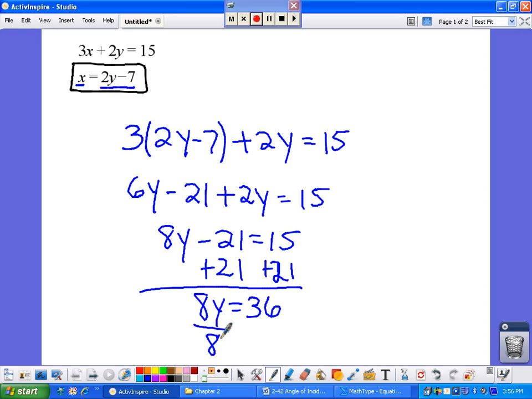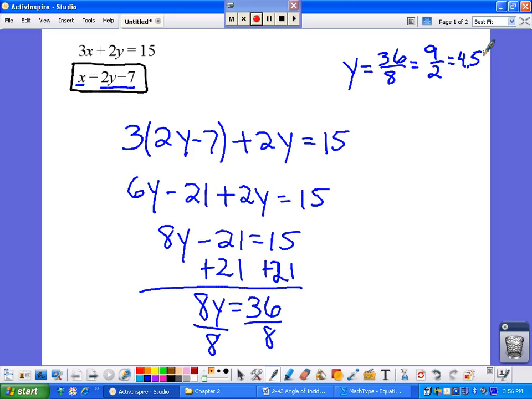To finish this off, you have to make a 1 by the y. So divide by 8, and I got y equals 36 eighths, which you can divide by 2 to get 9 halves, or if you're a decimal type person, you can change it to 4.5, your choice. So there we go, we have y.